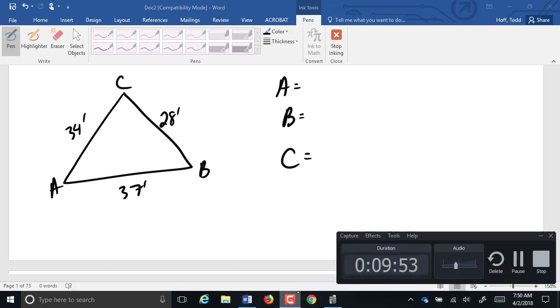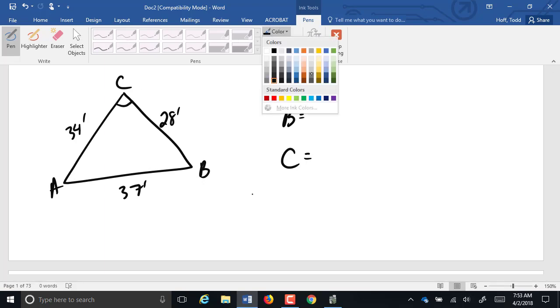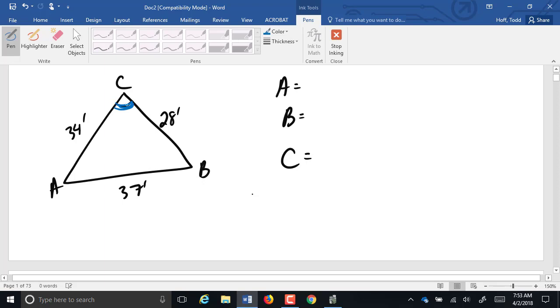Find the missing angles. Okay, let's take a look at this one. We don't have any of the angles here. So let's just pick one. It really does not matter which. Let's pick angle C. This is an application of our law of cosines. So it's going to be 37 squared equals 28 squared plus 34 squared minus 2 times 28 times 34 times the cosine of angle C.